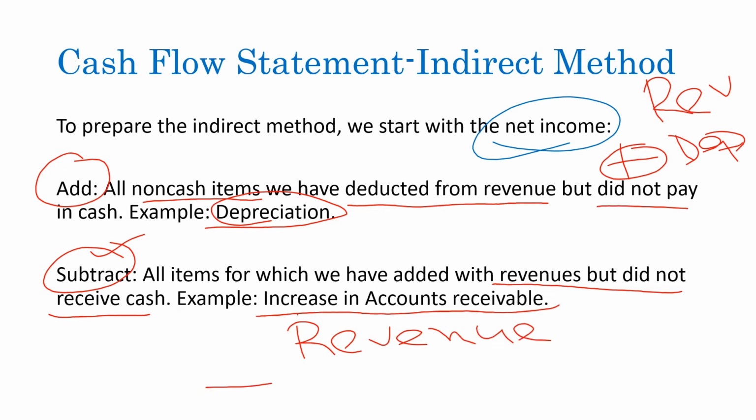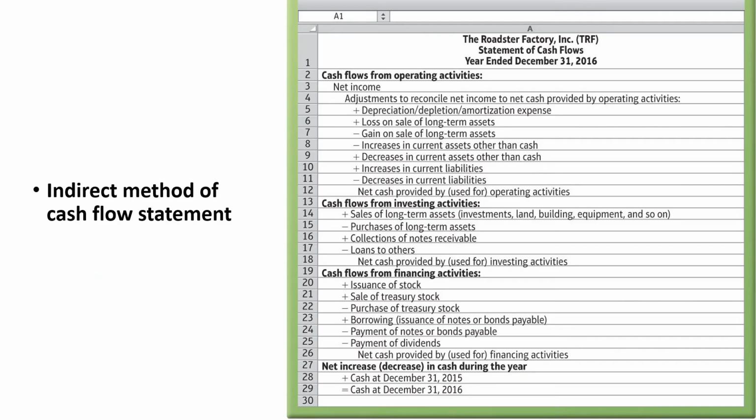Can you see that? We have added this increase in accounts receivable as a revenue, but we did not receive cash. That is why we will have to subtract this amount of revenue from our net income. Okay, let's see the pro forma indirect method statement.